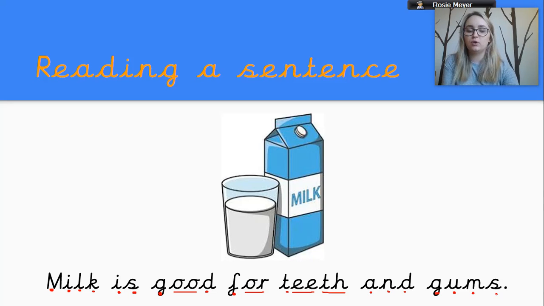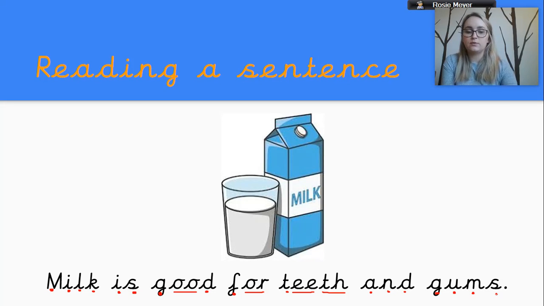So let's move on. Now, as we read the sentence, we are blending each word to be able to read the word, but we also have to remember that when you've blended a new word, it's a really good idea to go back to the beginning of the sentence and say the words we have already blended so that at the end we know our sentence. Okay? So we know the first word is milk. Let's have a look at the next word. Is. So milk is. Well done.